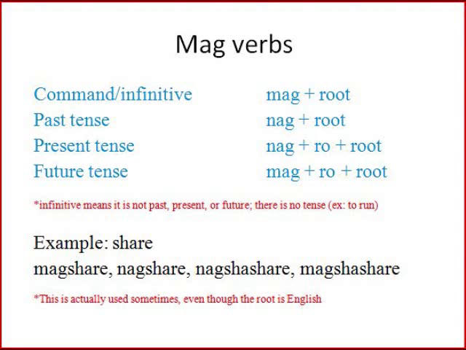I'll give you an example so it will make more sense. We will use the English verb share as our root. The command form would be mug share, like you're telling someone to share. Past tense, or shared, would be nug share. Present tense, or sharing, would be nug share. And future tense, or will share, would be mug share. Again, don't worry if you don't get this right away. It takes practice to get it down.